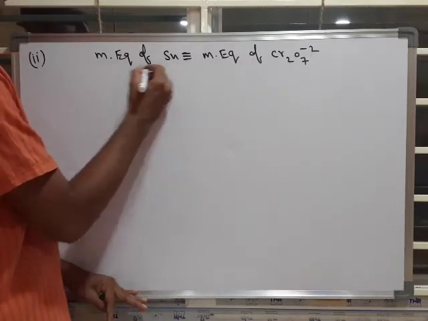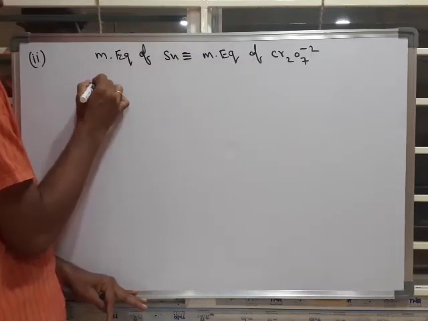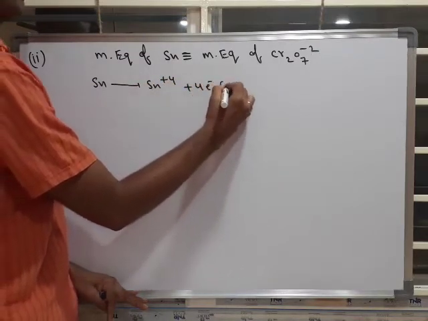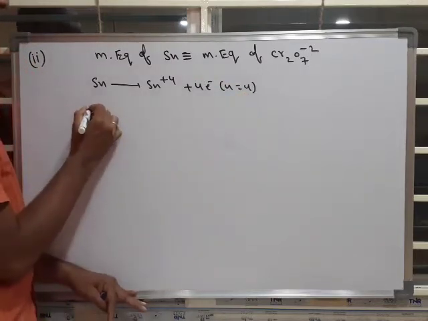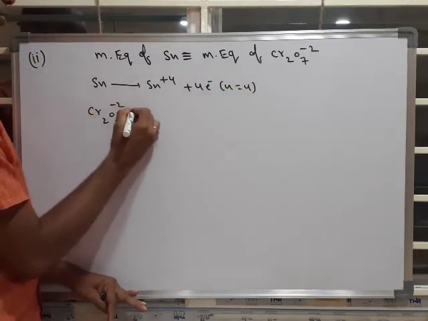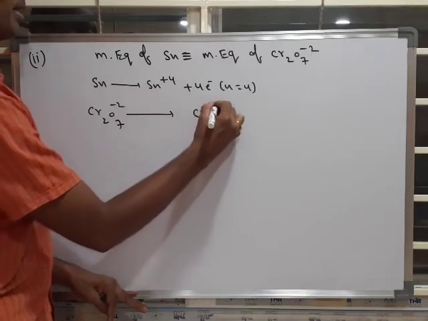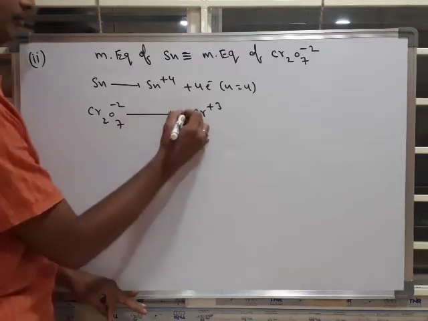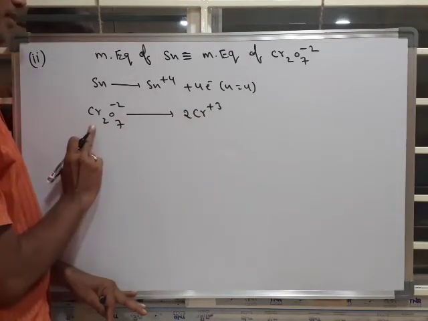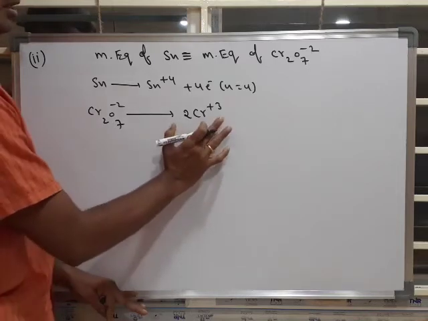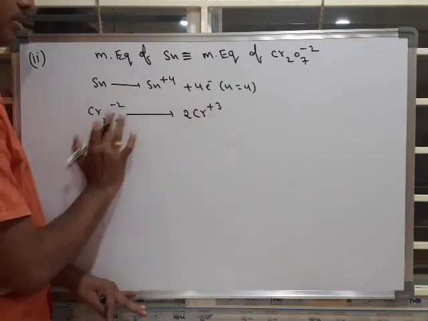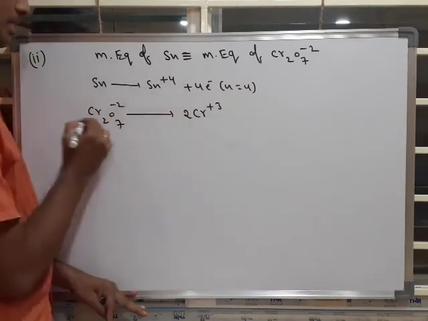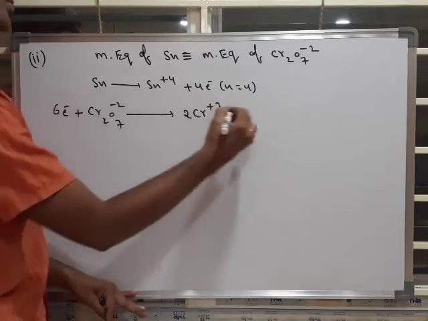So we know the n factor for tin. Sn gives Sn plus 4. Here the n value is 4. What about dichromate? Cr2O7 2 minus becomes Cr plus 3. So I have to remember this change because we get it in many problems. Here each chromium has plus 6 oxidation number. Here each chromium has plus 3. So plus 6 to plus 3 for one chromium. Second chromium also plus 6 to plus 3. So total 6 electrons. Means here the n factor is equal to 6.